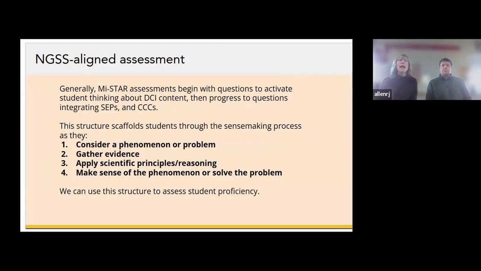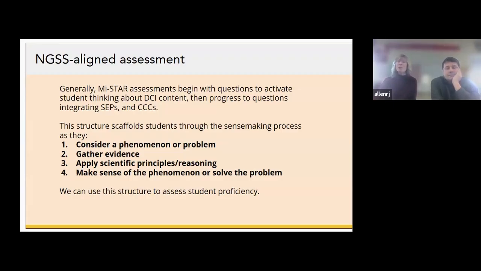But generally what we're asking students to do is to consider the phenomenon or the problem to start out with. That's in the task. They've got to think about it. What is it that I'm doing? What is it that I'm solving? Gathering evidence, and lots of times we try to point them to the evidence that they're going to need. So we might give them a graph and some specific questions to make them focus in on what we want them to think about. Then we're going to ask them to apply that DCI knowledge and reasoning.